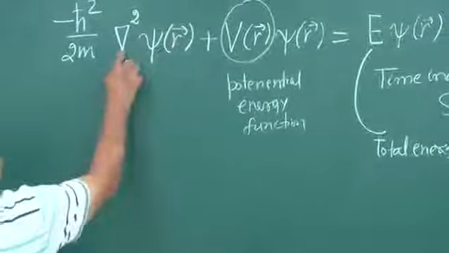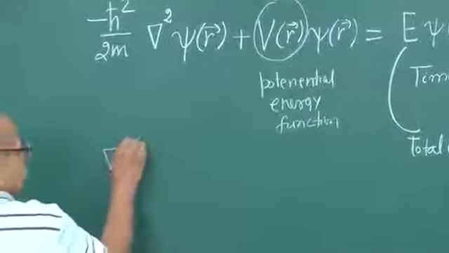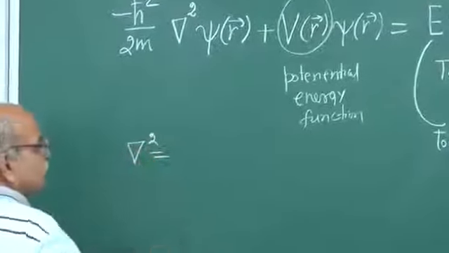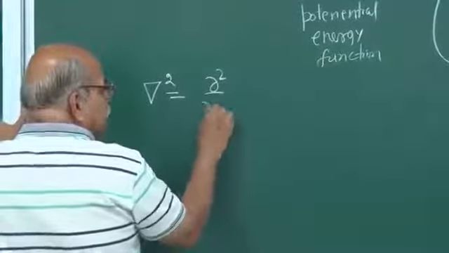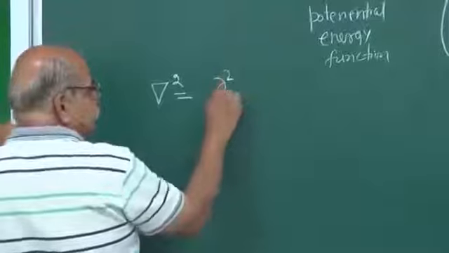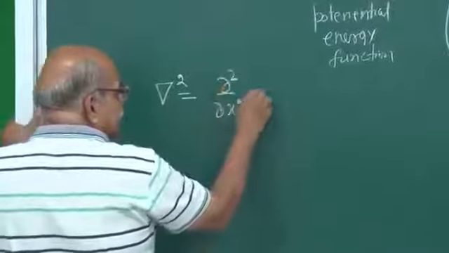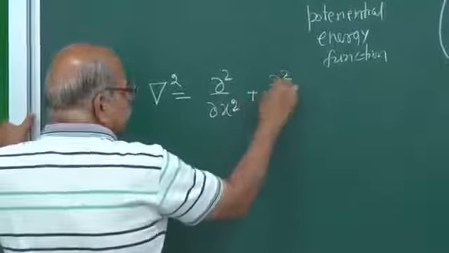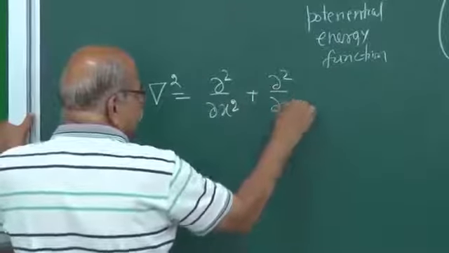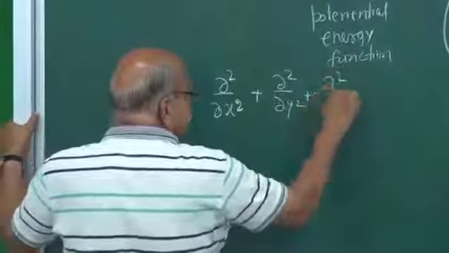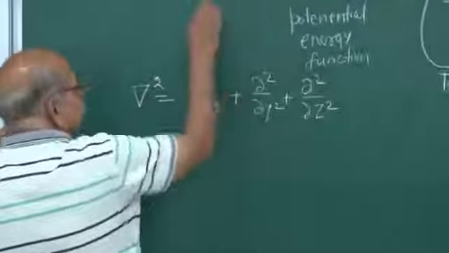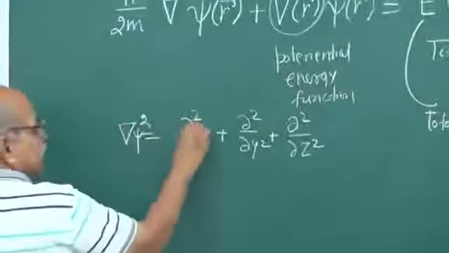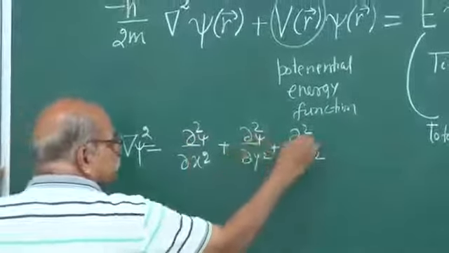So first let me tell what this del squared is. If I am using Cartesian coordinates, it is written with partial differentiation: del 2 del x squared plus del 2 del y squared plus del 2 del z squared. And if you put psi in front of it, del squared of psi, that means this.